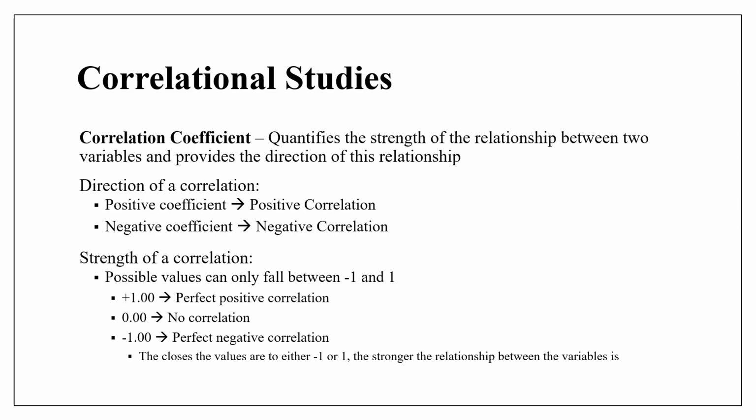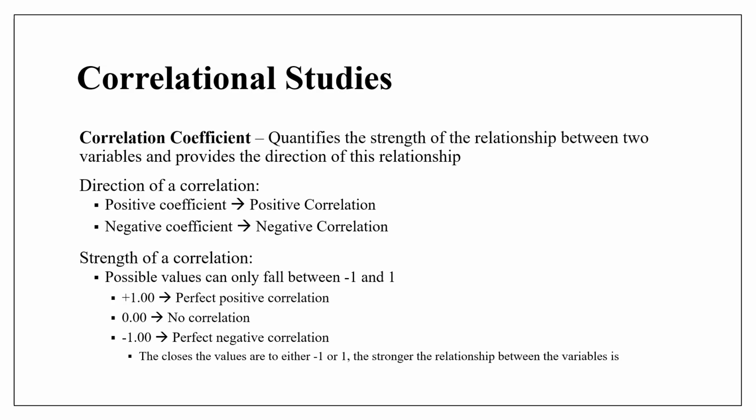But those values, or that score, is going to tell us again the direction based on whether the score is positive or negative, and the strength based on the size of the coefficient. And again, it can only go between -1 and 1. If you have a +1, this is a perfect positive correlation, and this is the strongest correlation that there can be between variables.